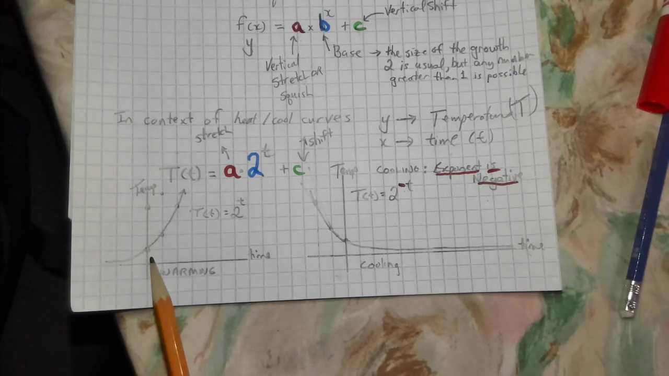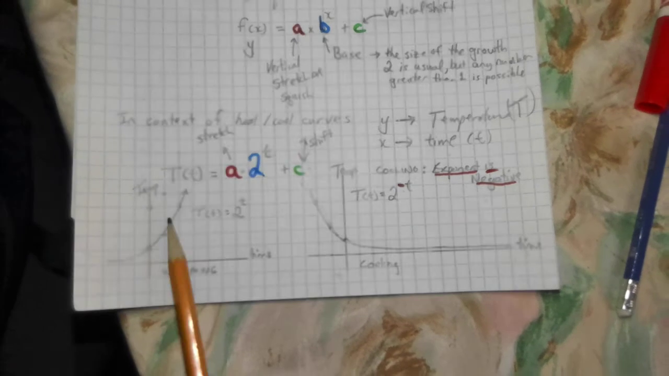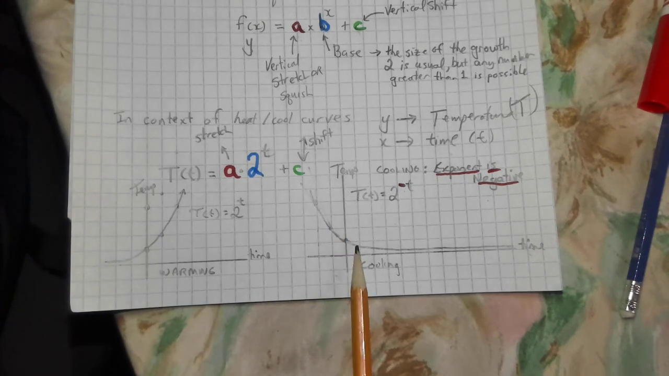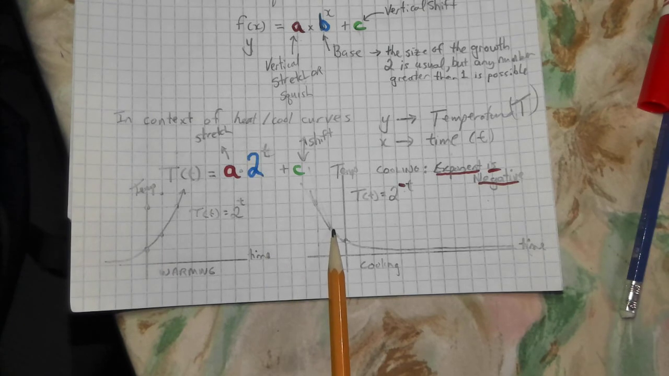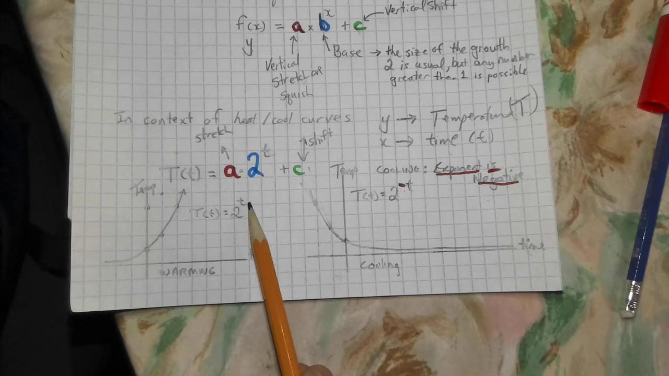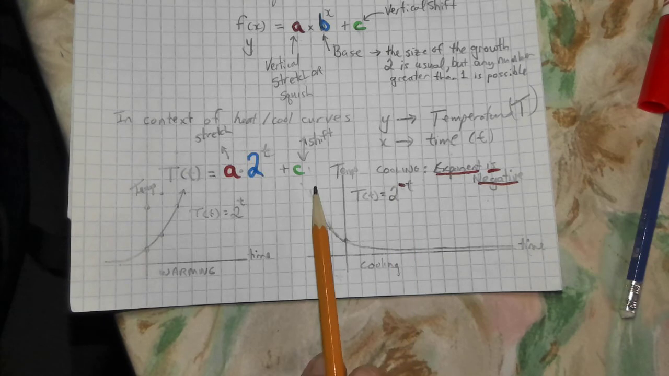all exponential functions have this property of going through y equals 1 when x equals 0. And so this would be a warming curve. This is a cooling curve. They're reflections of each other in the y-axis. So the difference in the equation would simply be the sign on the exponent. Positive t, or positive time, and a negative t. So if you make a negative here, it makes it a cooling curve.